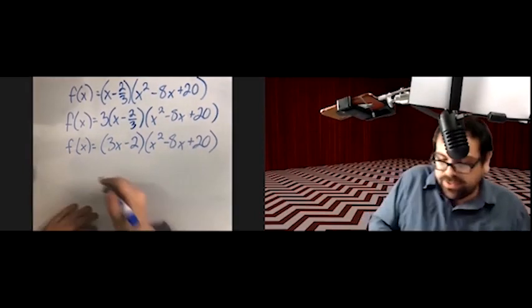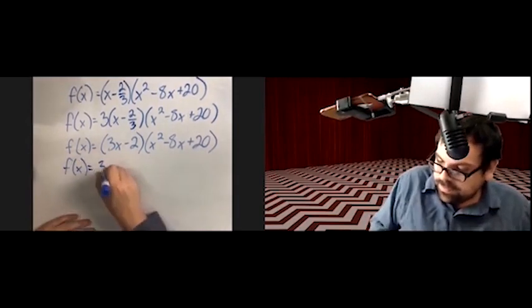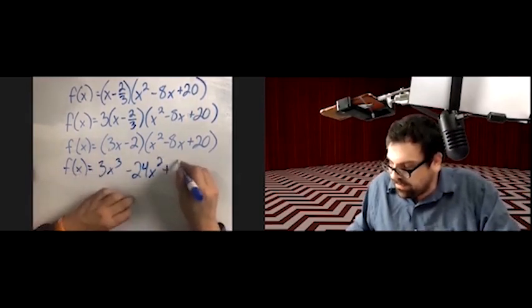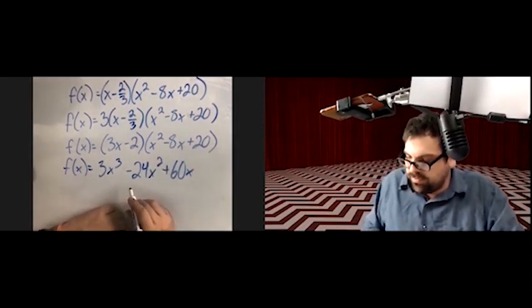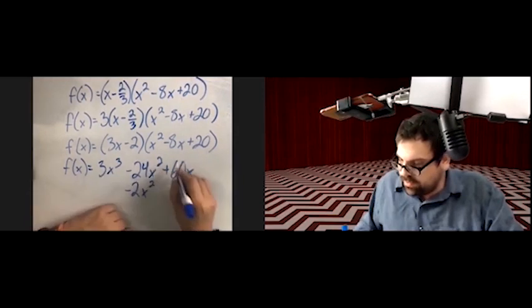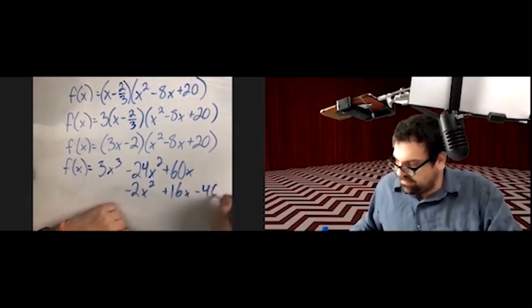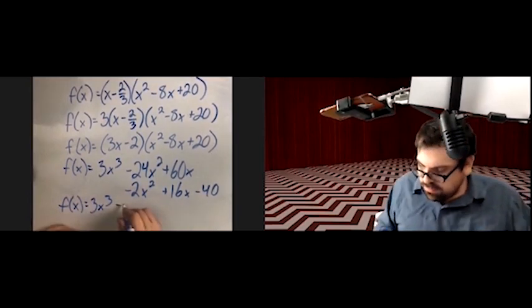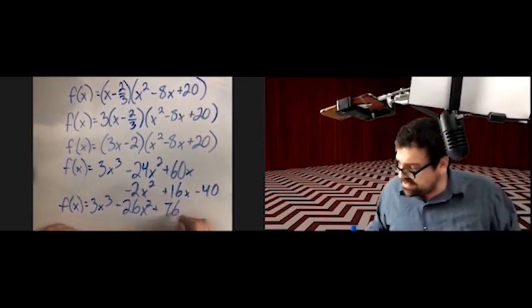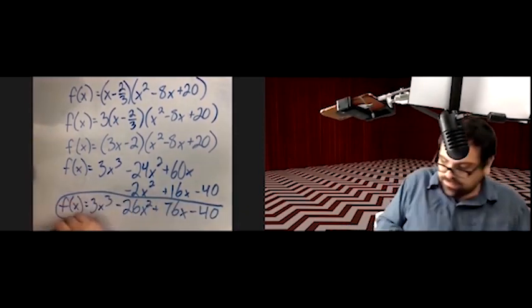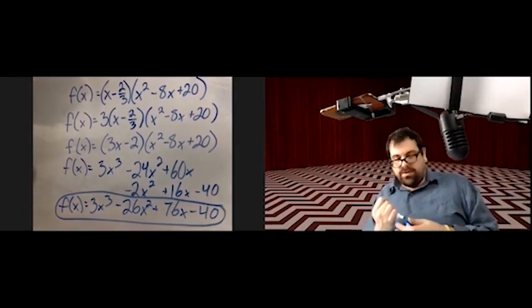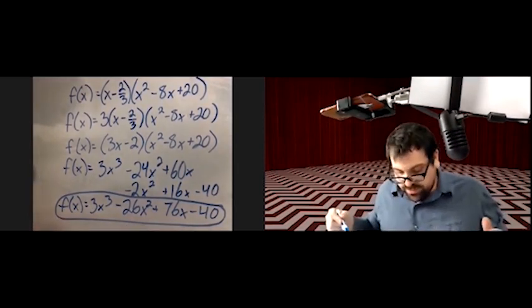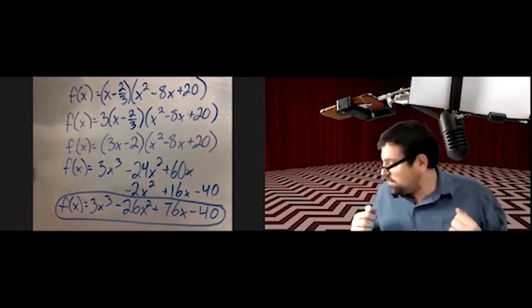So then we multiply the 3x through everything. 3x cubed minus 24x squared plus 60x. Then the minus 2 through everything. Minus 2x squared plus 16x minus 40. So we end up with f of x equals 3x cubed minus 26x squared plus 76x minus 40. So those weird looking zeros we had before, this would be a function with integer coefficients of degree 3 that has those zeros.